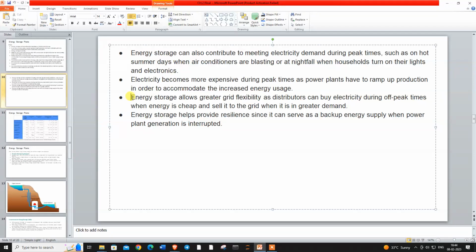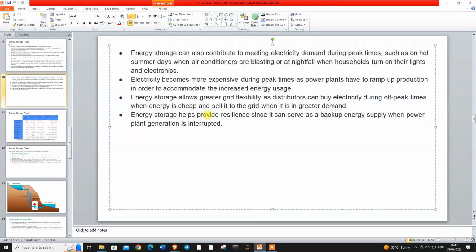A relevant example of this off-peak or cheap energy is the happy hours that we see at Starbucks or different cafes. At the time of happy hours, they give more discounts than in the main peak hours. Even Ola and Uber surcharge their prices at the time of peak demand. That is the same example as this energy buying and selling: buying at off-peak time and selling when it is in greater demand.